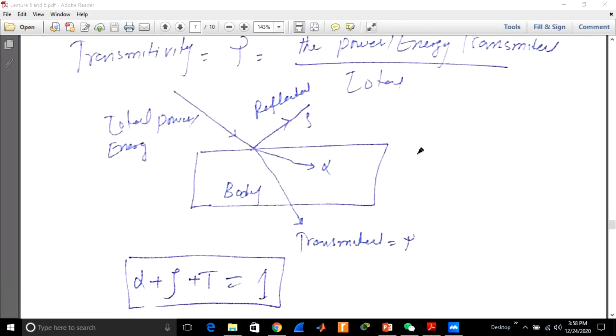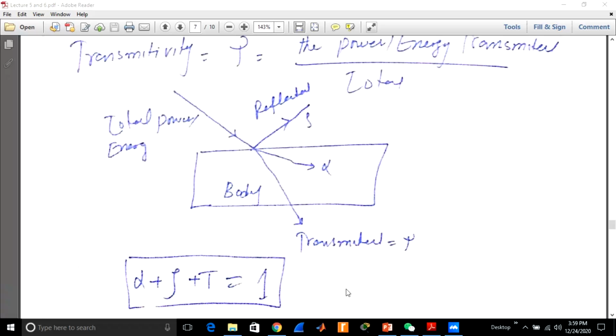And if we study that, the total reflected power plus absorbed power plus transmitted power will be equal to what? Total power. And what is the reflectivity, absorbability, and transmittivity? This will be equal to 1. Alpha plus rho plus tau is equal to 1. This is tau. It is called alpha, rho, tau. So the sum of these will be 1.